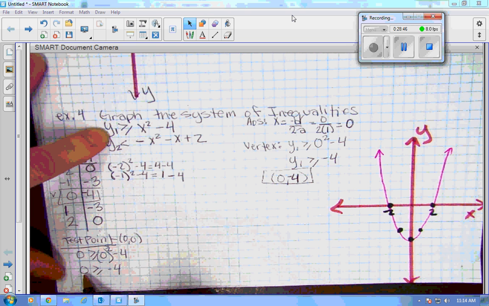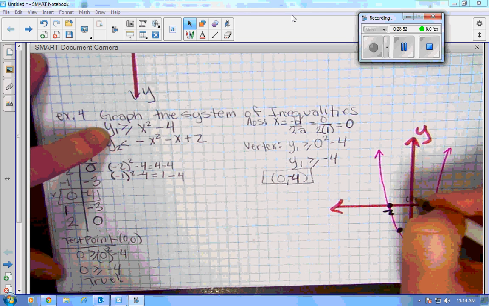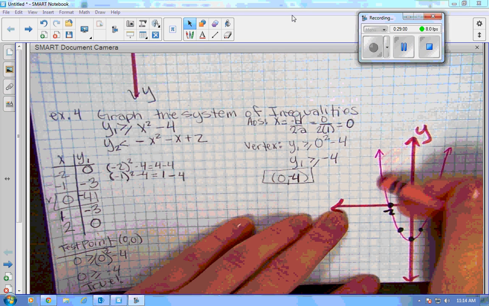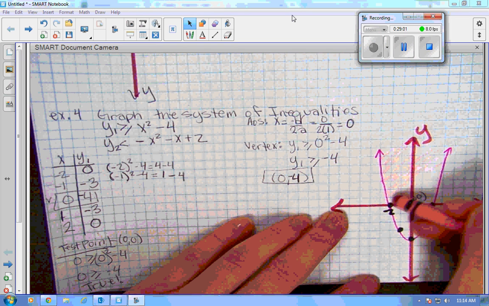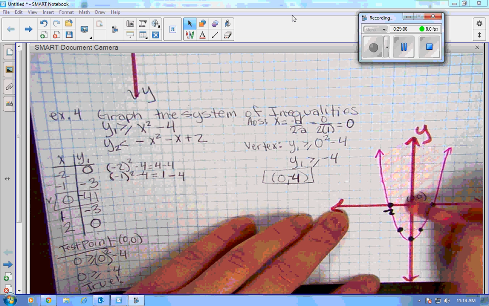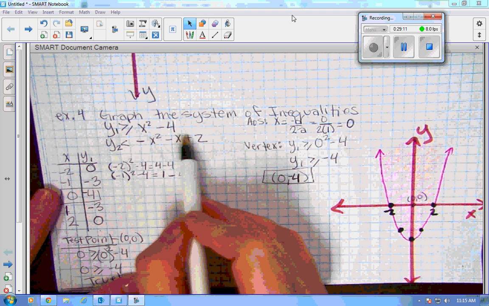Is it true or false? 0 is greater than or equal to negative 4. That is true. So this point, 0, 0, is true. Remember, we shade the true area. So this time I'm going to do it lightly because there's some more shading coming up. So I'm going to shade lightly inside, where there was the true area. Now that's only the first inequality. Well, there's a second inequality.